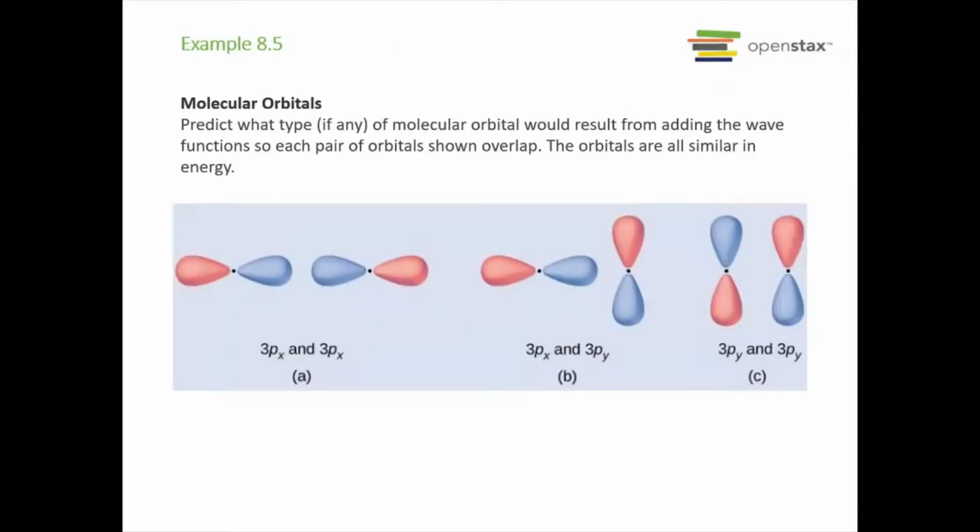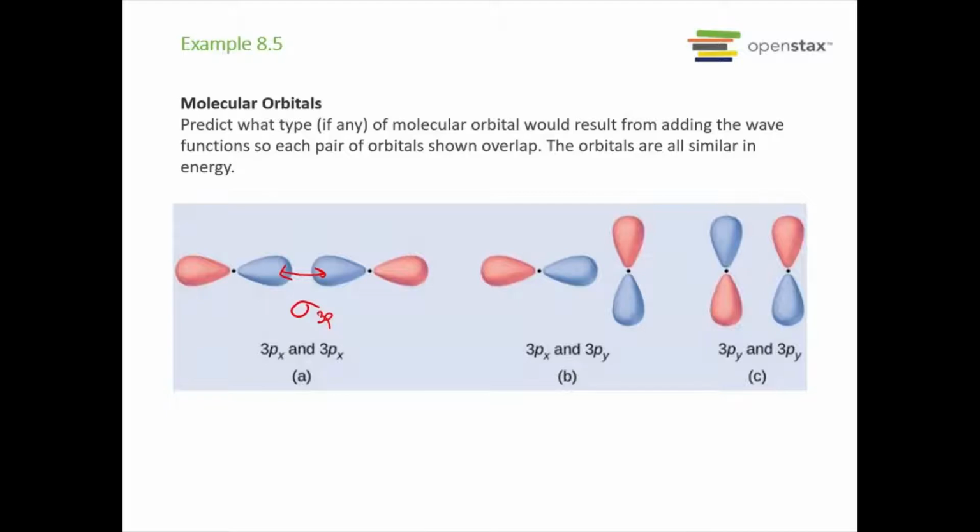So let's look at an example where we want to predict what type, if any, molecular orbital would result from adding the wave function so that each pair of the orbitals shown overlap. And we're told that they're all similar in energy. So this first one in A, this is in phase. We see the side to side. So that side to side tells us it's going to be a sigma. And since they are in phase, they're the same color. That means in the 3p, it's going to be a sigma 3p orbital.